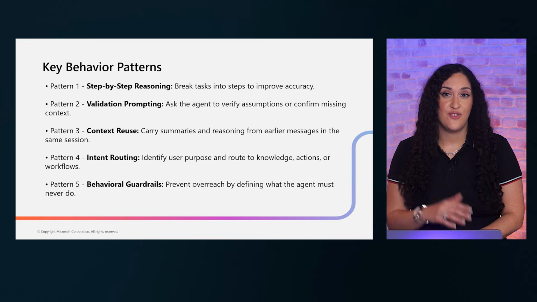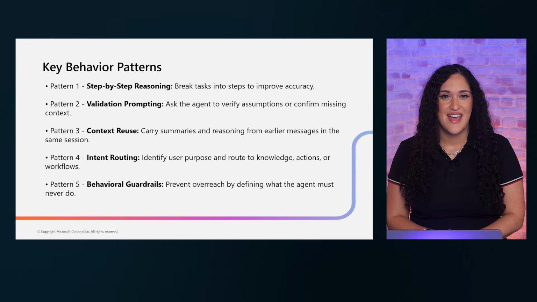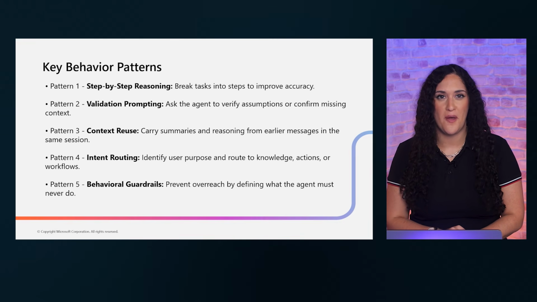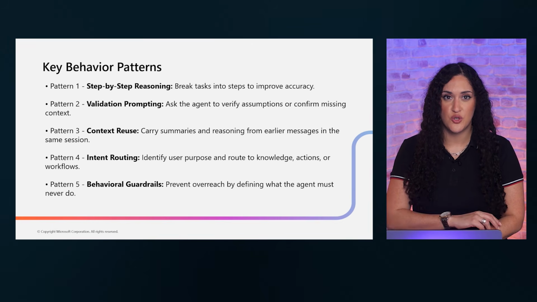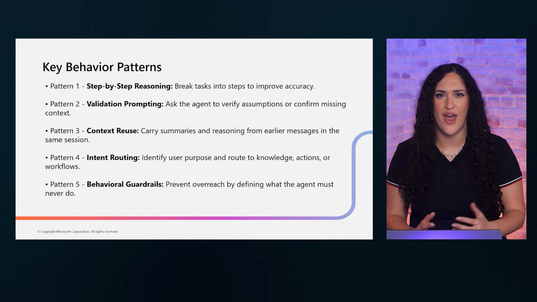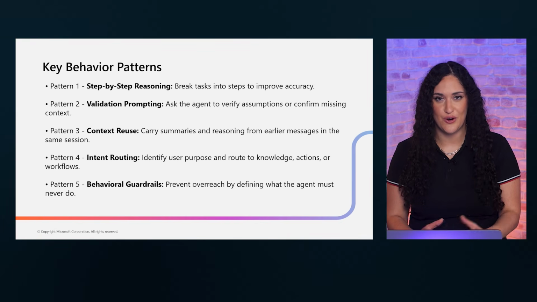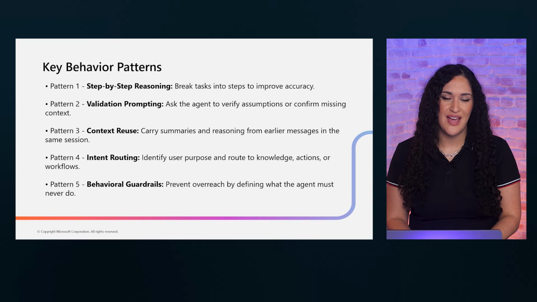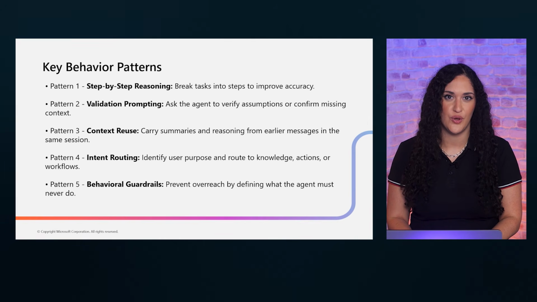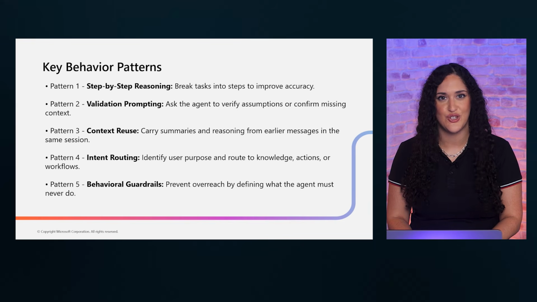Let's review with 5 key behavior patterns. Step-by-step reasoning breaks complex tasks into manageable steps for better accuracy. Validation prompting has the agent verify assumptions and confirm missing context before acting. Context reuse carries summaries and reasoning from earlier in the conversation. Intent routing identifies the user's purpose and routes to the right knowledge, action, or workflows. And behavioral guardrails explicitly prevent the agent from doing things it should never do.